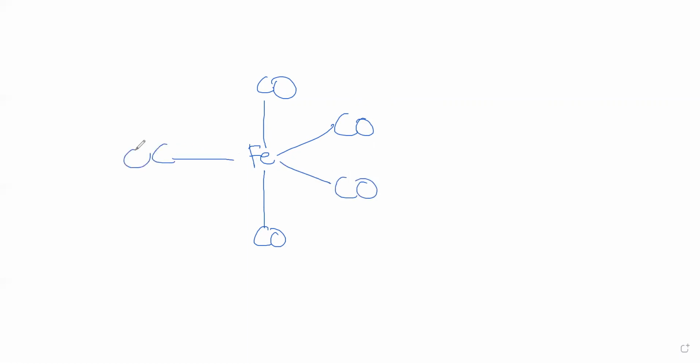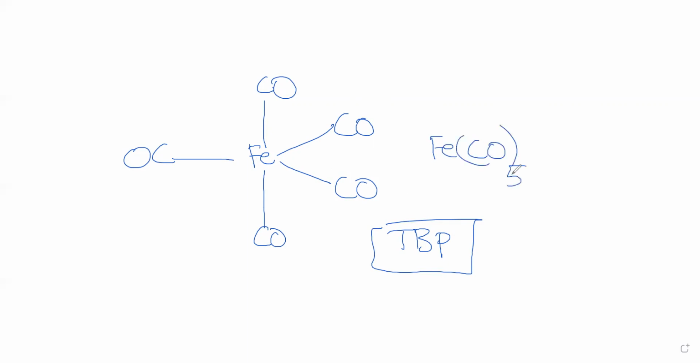The next one is iron carbonyl, Fe(CO)5. These structures alone they can ask you. Maximum they can ask you the structures. This is Fe(CO)5. This is the TBP, trigonal bipyramid structure, iron carbonyl.